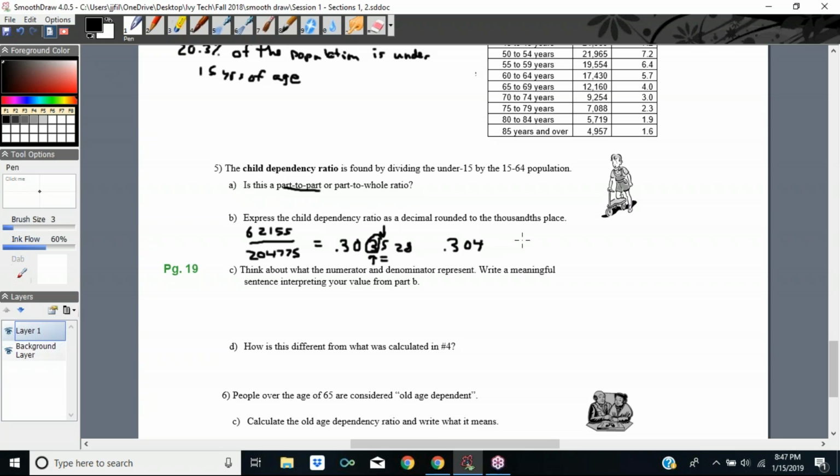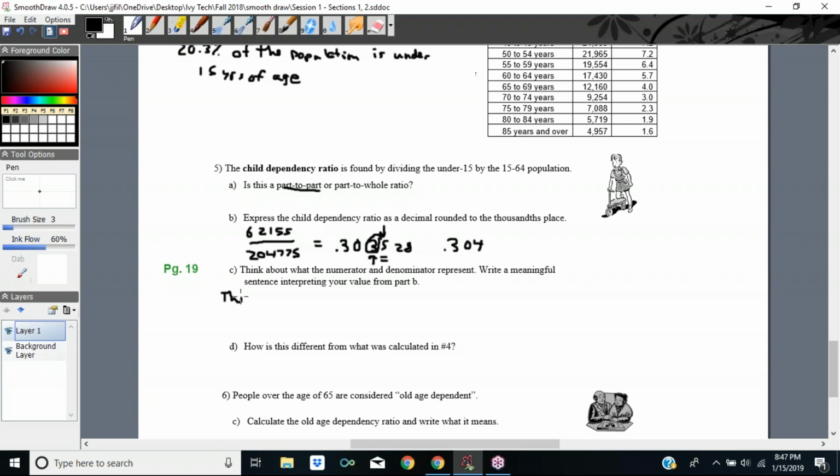And then it says, think about what the numerator and denominator represent. Write a meaningful sentence for all of this. And so my meaningful sentence that I wrote says, there are 0.304 children for every 15 to 64-year-old to support. Or you can say there are about 30 children for every 100 15 to 64-year-olds to support.